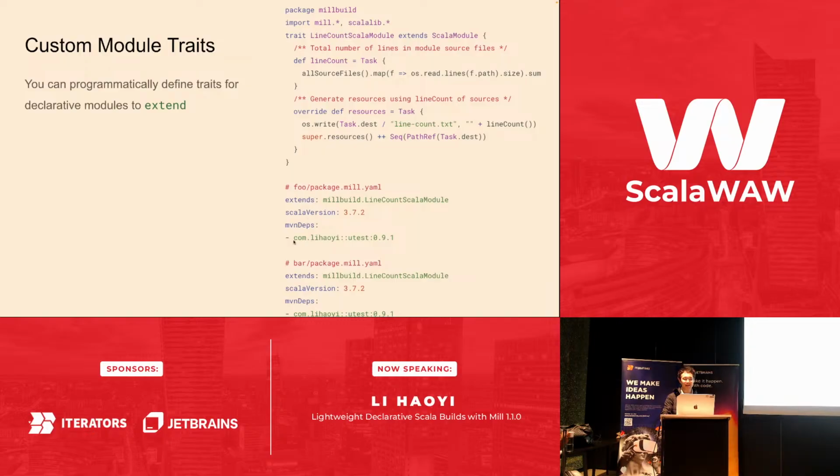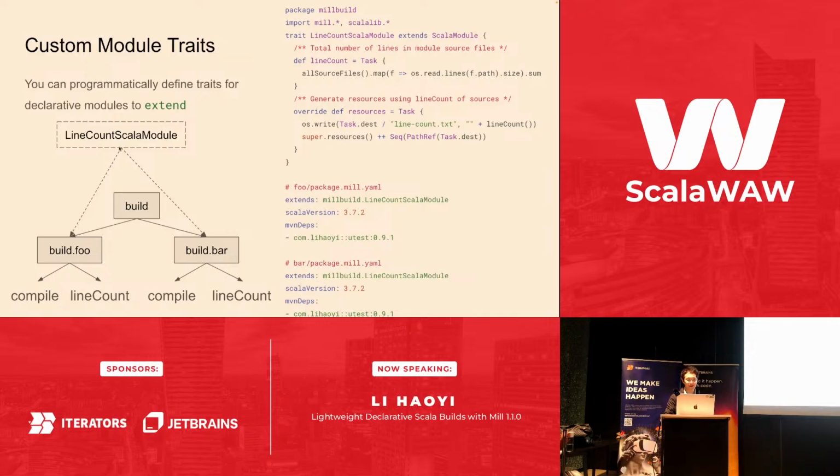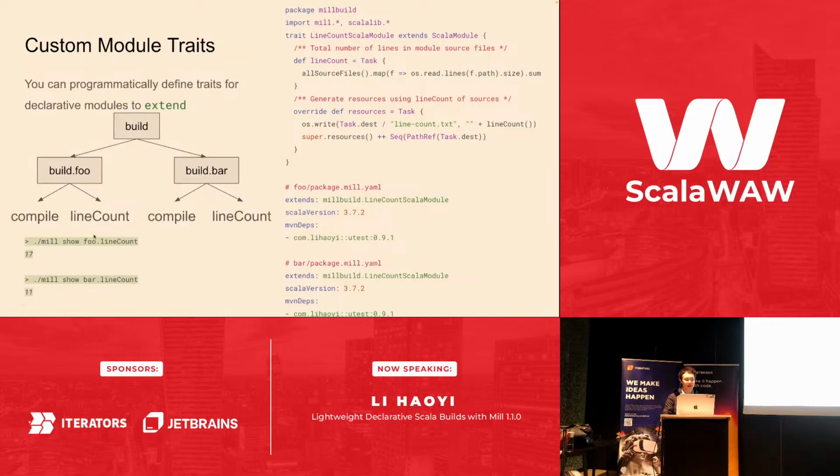I can override things in the YAML as you'd expect. And this generates a build graph that has build.foo and build.bar, which both inherit from LineCountScalaModule. And each has its own compile and whatever stuff, in addition to the new lineCount task that I'm adding in my LineCountScalaModule. And I can then do mill show foo.lineCount, mill show bar.lineCount to make use of this inherited functionality.